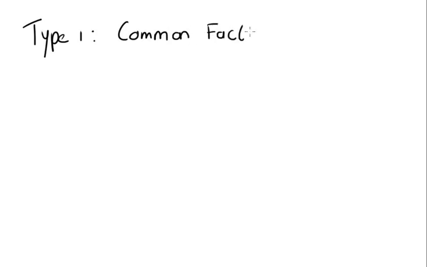So we're still busy with factorization, and we're going to look at type 1. We've started with type 1 already, which is where we basically take out the highest common factor.